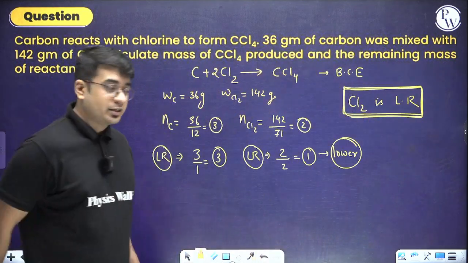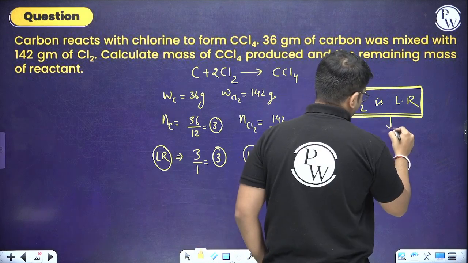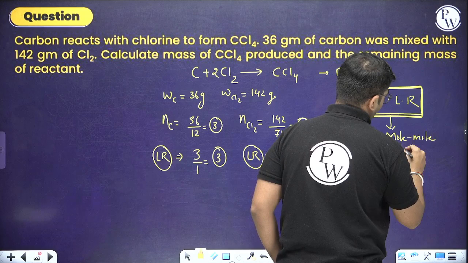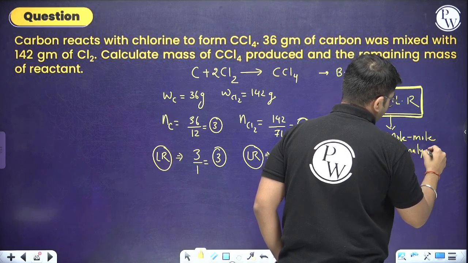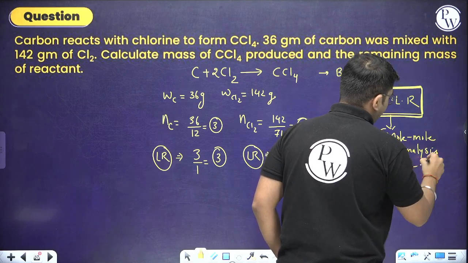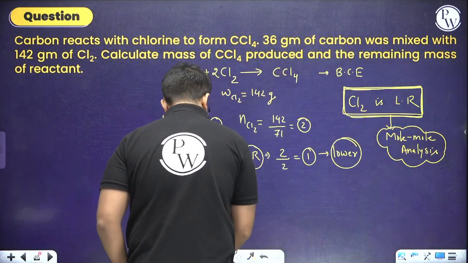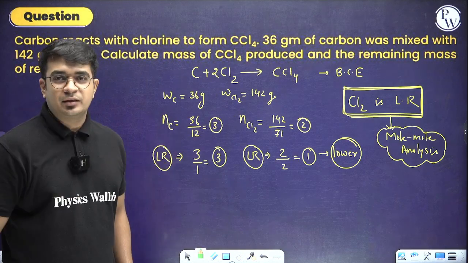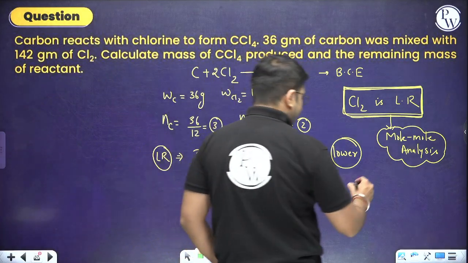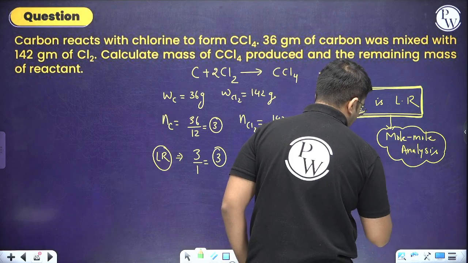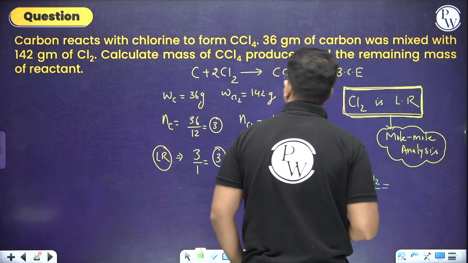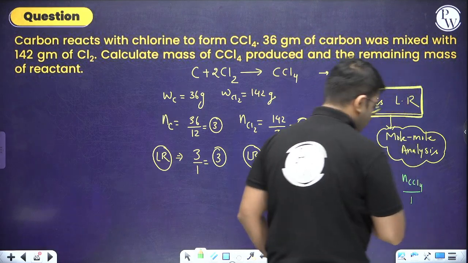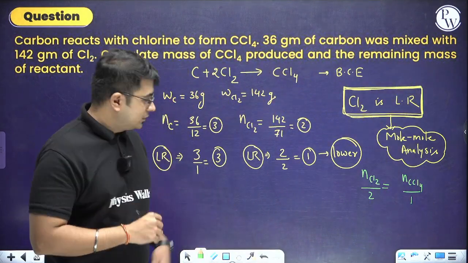If Cl2 is limiting reagent, I can apply mole analysis using this part. How can I apply mole analysis? It's very easy, because we were applying the mole analysis in the initial part. So I can say number of moles of Cl2 divided by its stoichiometry will be equal to number of moles of CCl4 divided by its stoichiometry.